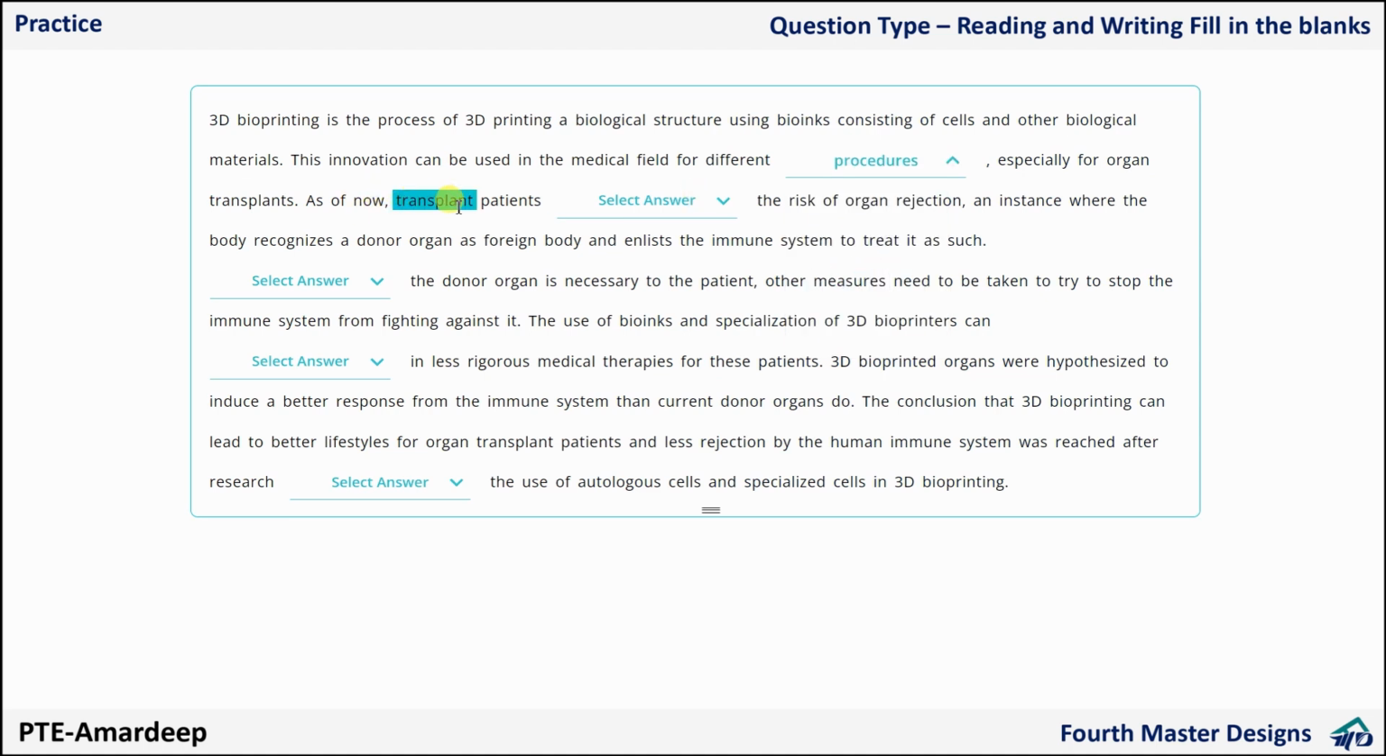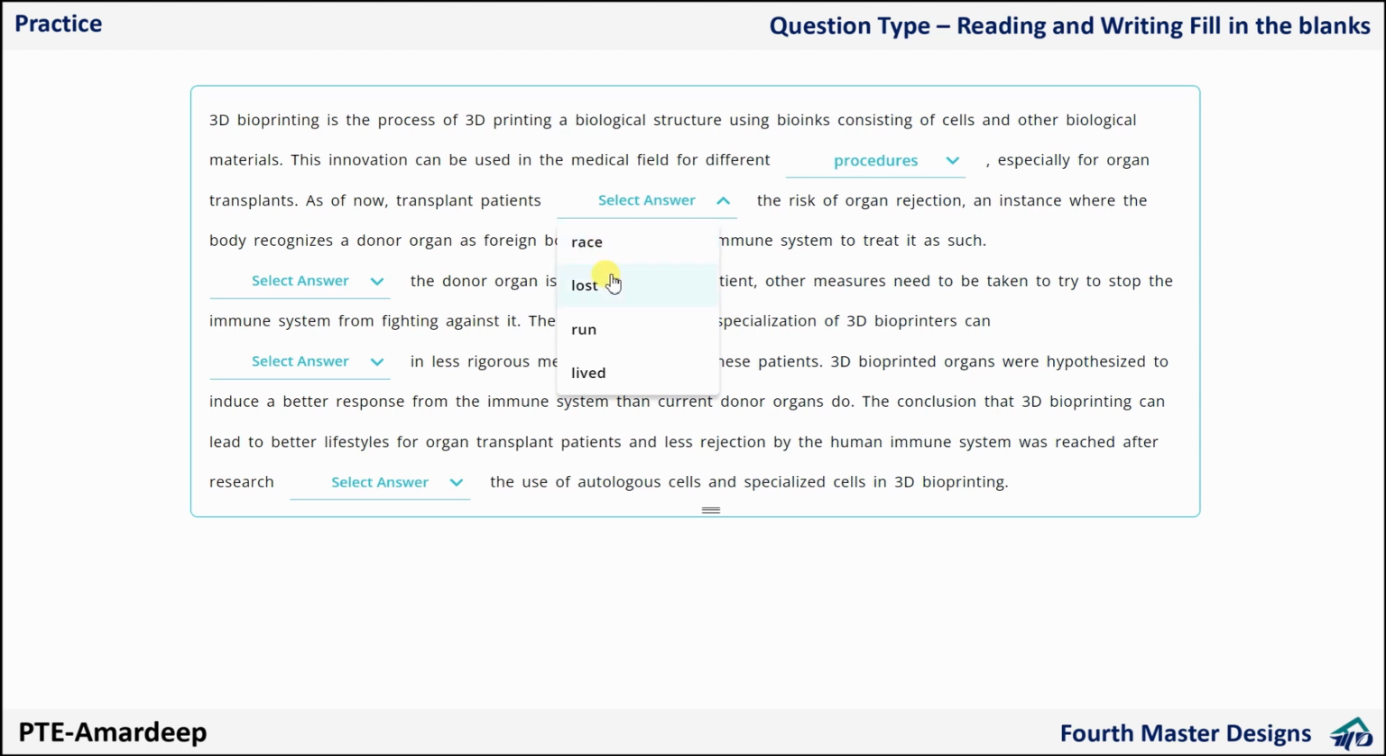As of now, transplant patients dash the risk of organ rejection, an instance where the body recognizes a donor organ as a foreign body and enlists the immune system to treat it as such. The options are race, lost, run, lived: race the risk of, lost the risk of, run the risk of, lived the risk of. Race doesn't fit in this context. Now we have lost, run, and lived.